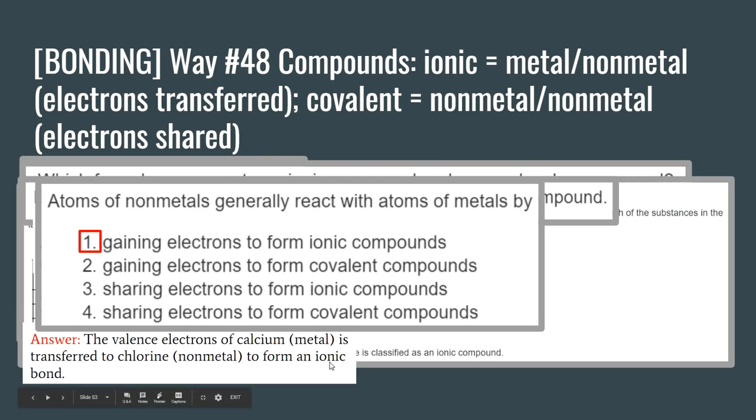So please note that when it comes to Wave 48, ionic compounds are those that feature a metal-nonmetal combination. Covalent or molecular compounds are nonmetals and nonmetals. In ionics, electrons are transferred from the metal to the nonmetal, whereas in covalent, you have two nonmetals sharing electrons between the two.